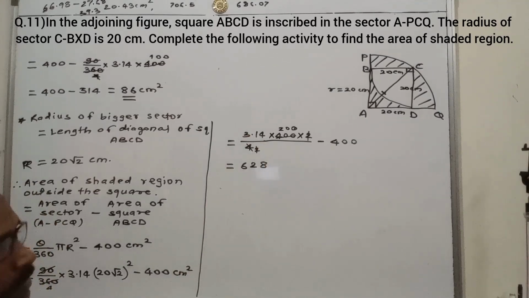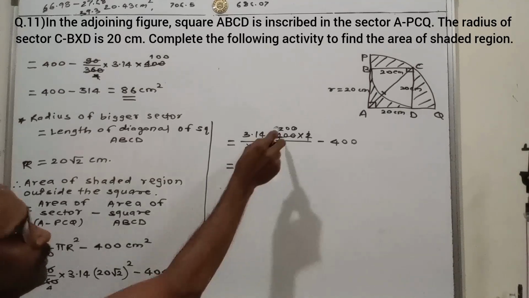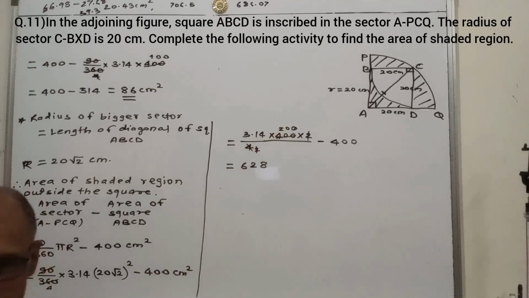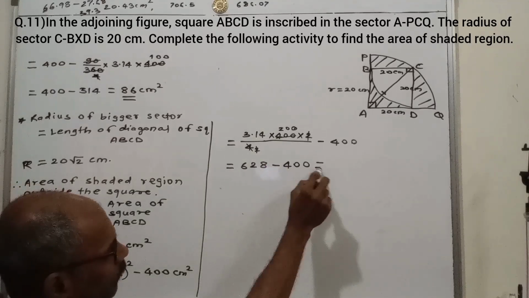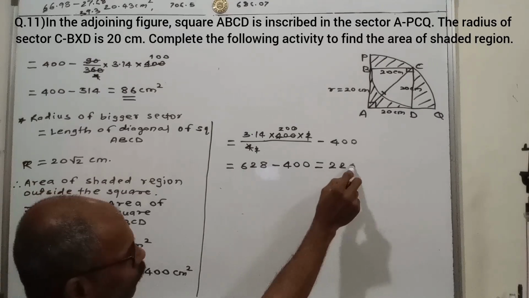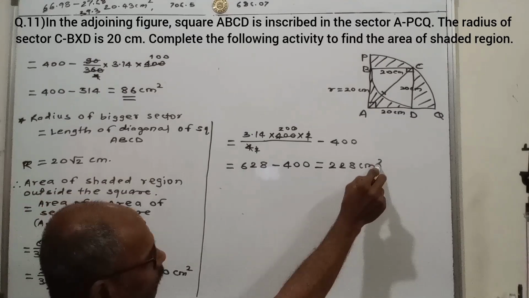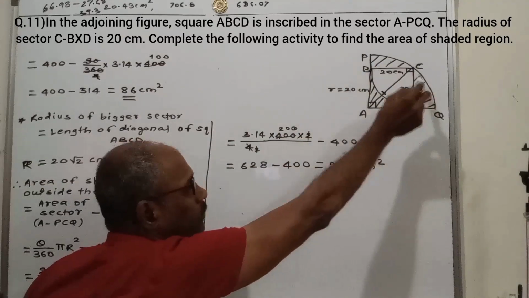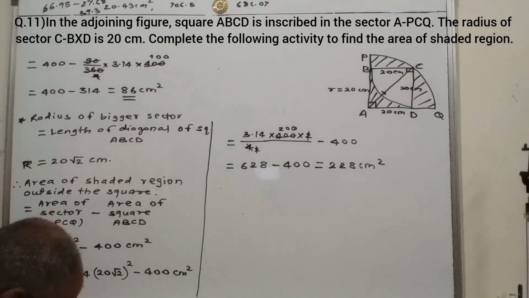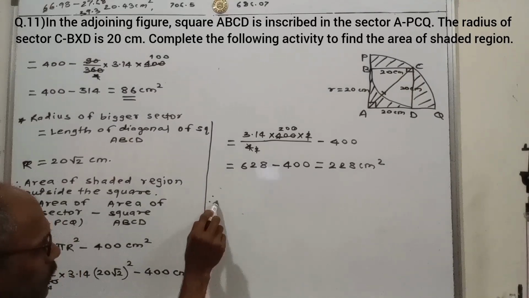314 to the 628. Two decimal places, denominator 100. These two zeros and zeros of 100 cancel. Minus 400 is equal to 228 centimeter square. Means area of shaded region outside the square means this. Did you get it? Therefore, final answer.